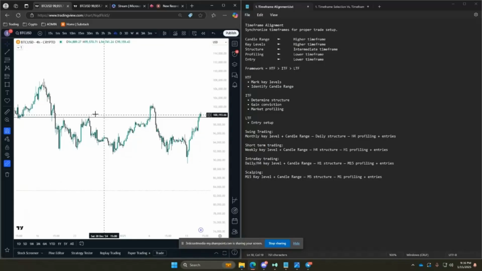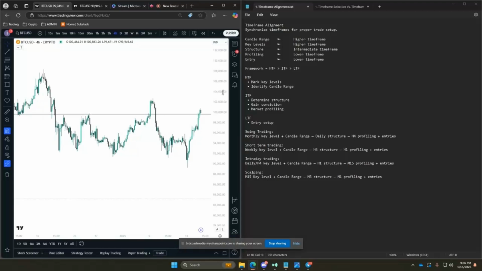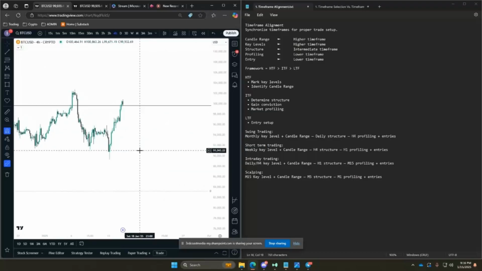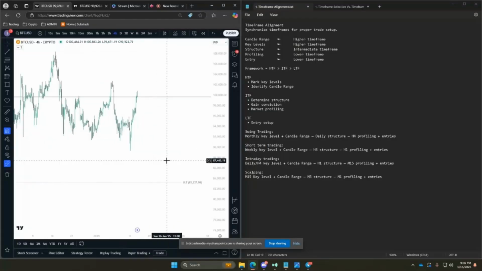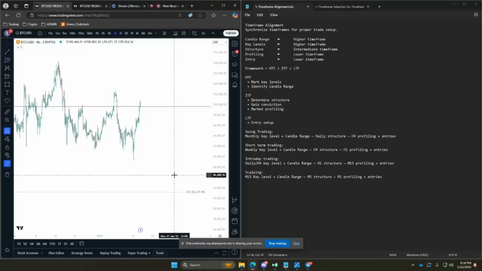You can see this line was the CRH, or the candle range high, that we marked. You can start to see we were trading outside the range at some point. We did touch outside the range, so maybe that would have been a good bet. We can start to get a better idea of what kind of trade we want to make.